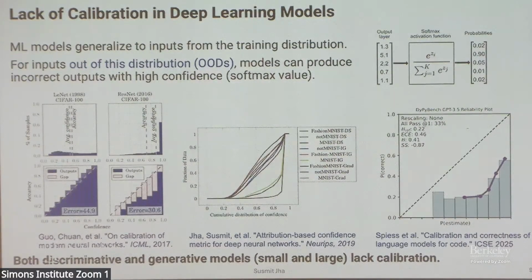And what we found is that for code models, the same story repeats. The larger the model, the worse the calibration is. So uncertainty quantification of these models is not really yet a solved problem.